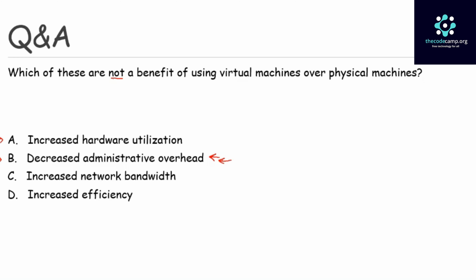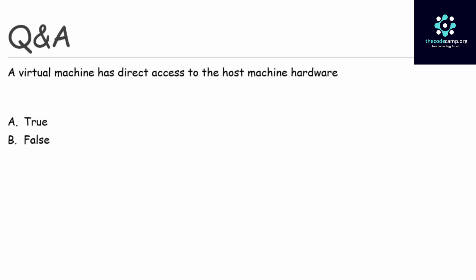Now C, increased network bandwidth. This is only talking about virtual machines. It doesn't have any real bearing on our bandwidth available, so C is just not a benefit. And D, increased efficiency. Because of your decreased overhead and your increased hardware utilization, you get better efficiency out of your available resources. So the answer here would be C, that is not a benefit of using virtual machines. You're increasing network bandwidth. And then lastly, a virtual machine has direct access to the host machine hardware.